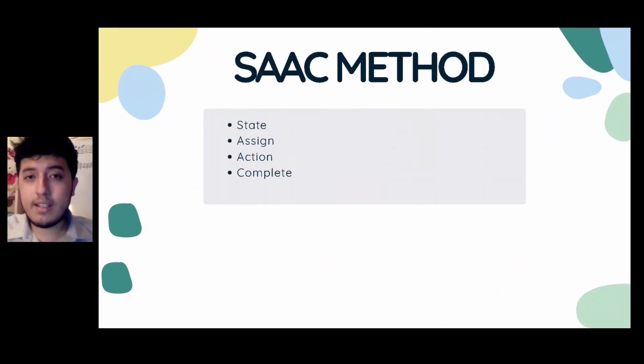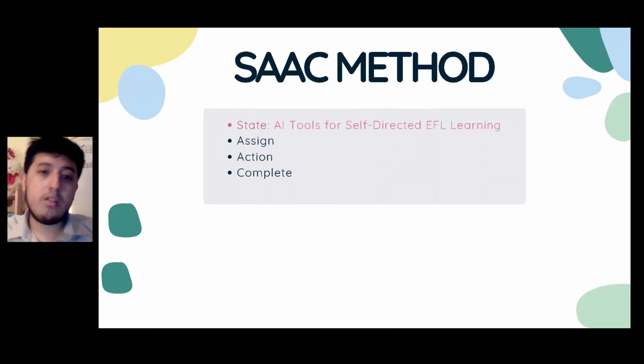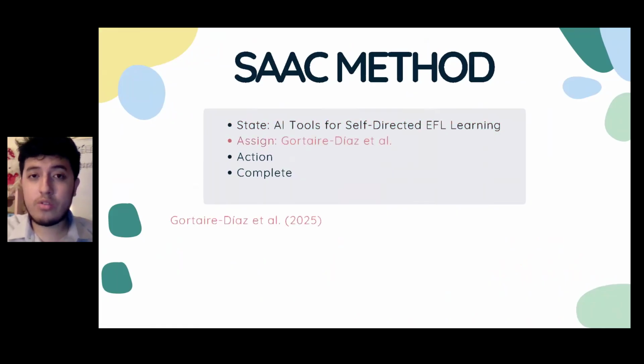First, we state the topic, in this case, AI tools for self-directed EFL learning. Then we assign the author or authors with APA. It's very important. Then the action that the author or authors are doing with that information.